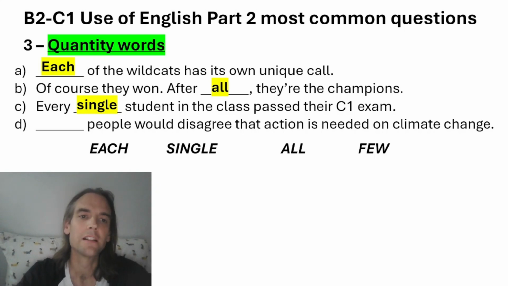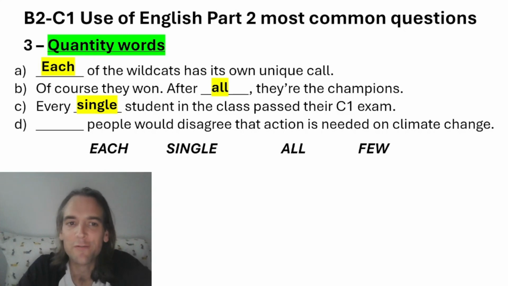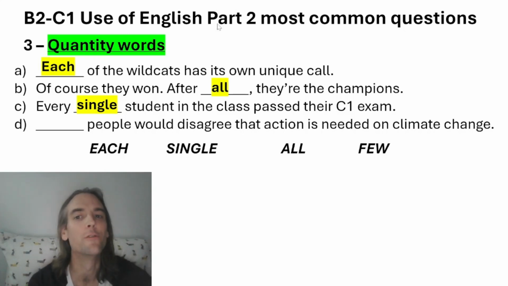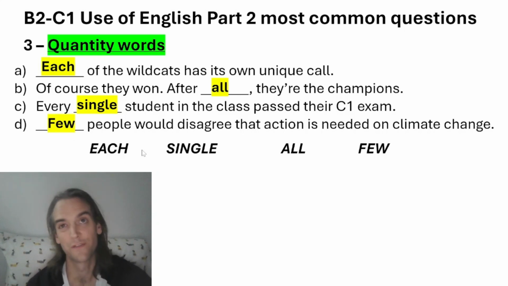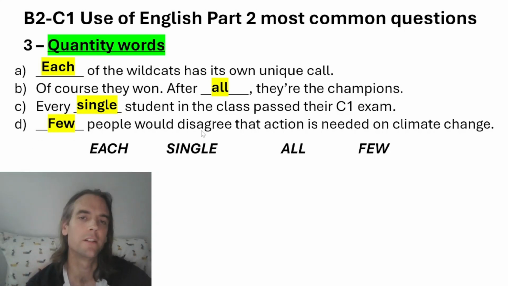And D, I probably should have made this a better sentence. The point was, I was trying to think of something that everyone agrees on. Everyone agrees that action is needed on climate change. Maybe they don't. Maybe you could say some for this. But the point was, few people disagree. Everyone agrees, so few disagree, this kind of double negative idea, another common part 2 trick. Let's move on.